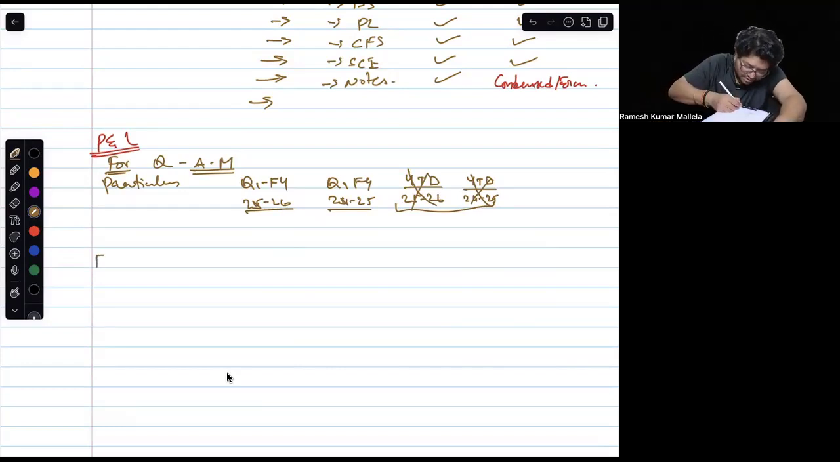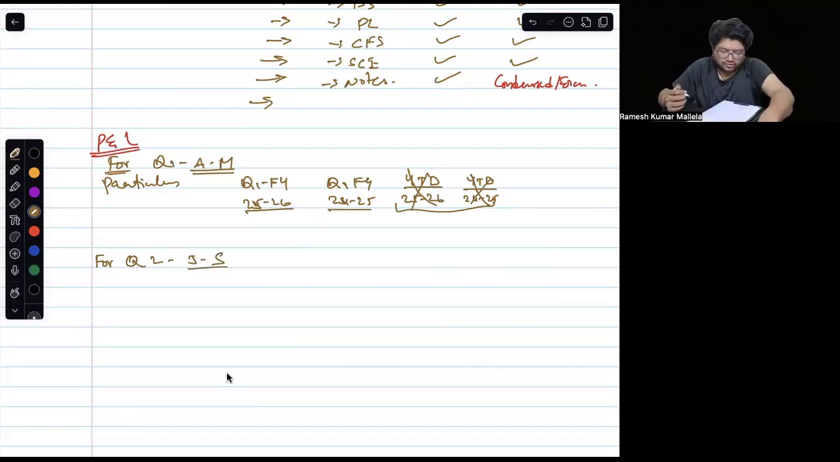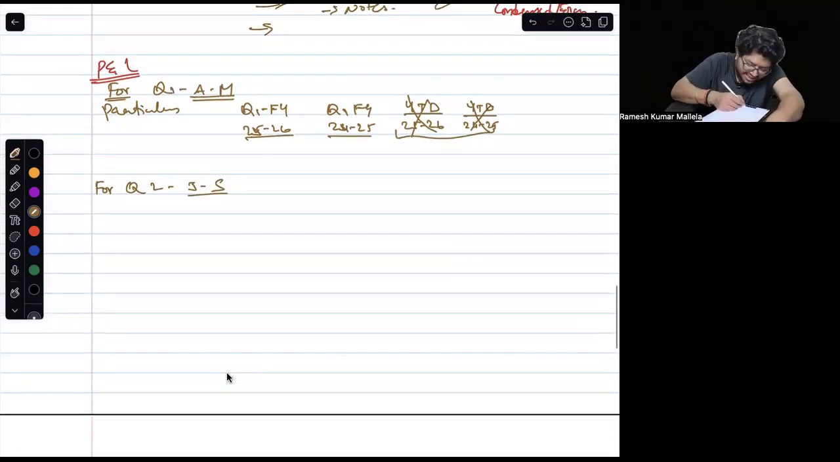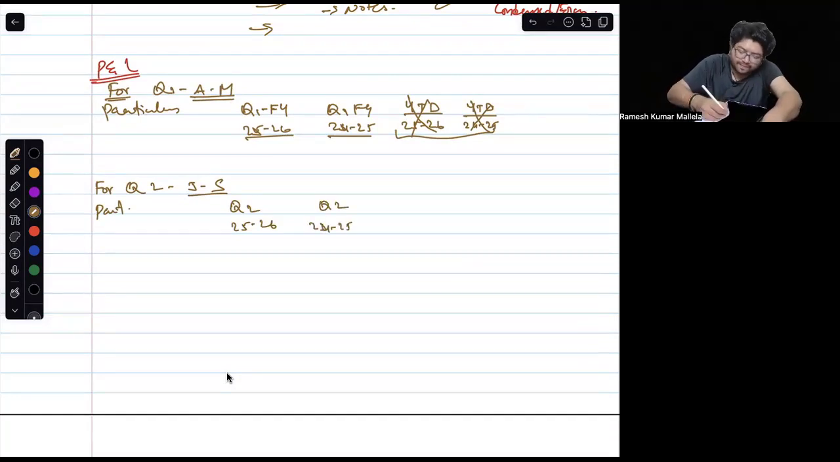Next, for quarter 2, இது quarter 1. Okay, இது வந்து ஜூலைல இருந்து செப்டம்பர் வரைக்கும். What will be their particulars? Q2 25-26, Q2 24-25, YTD 25-26, YTD 24-25.